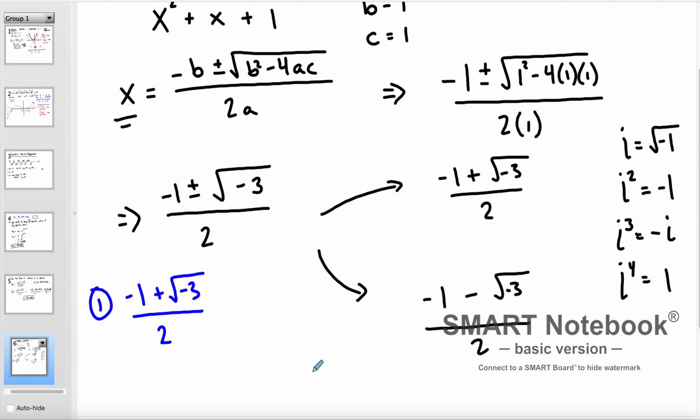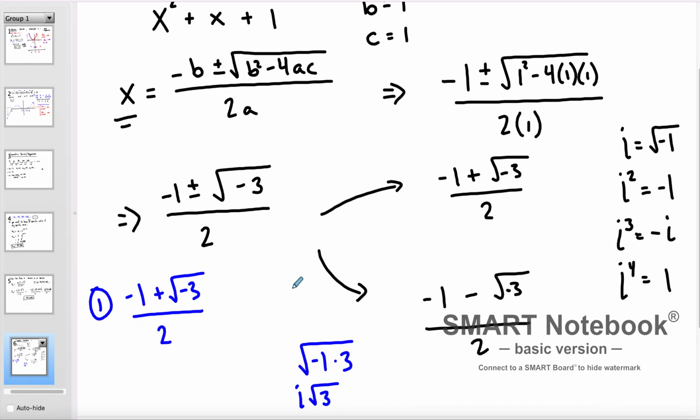The square root of negative 3, we could rewrite that as the square root of negative 1 times 3. Right? We know now that the square root of negative 1 equals i. And so the square root of negative 3 is i times the square root of 3. When we split this number up into two components, the square root of negative 1 is just i, and we're left with the square root of that positive 3.